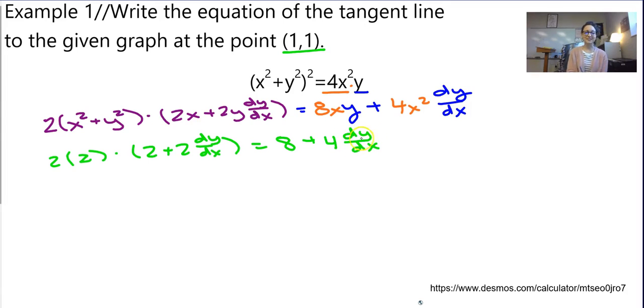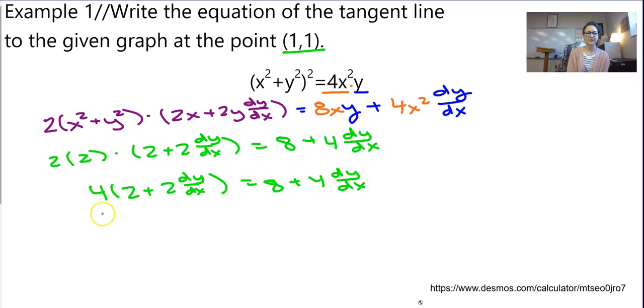Okay, so let's clean this up a little bit. Here we've got 4 times the quantity 2 plus 2 dy dx, and I'm just going to leave this as 8 plus 4 dy dx. We've got some options here. I think I'm going to go ahead and just divide both sides by 4. When I divide the left side, that 4 just goes away, right? And on the right side, I get 2 plus 1 dy dx, okay?